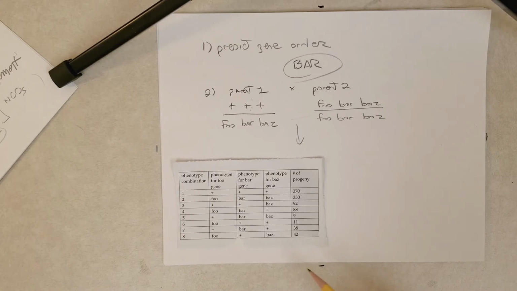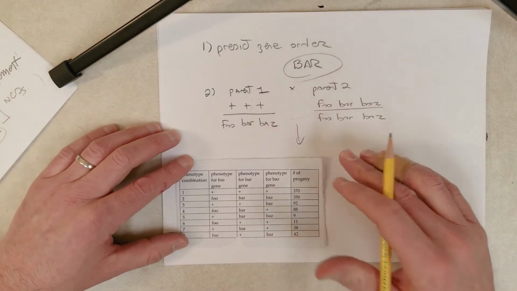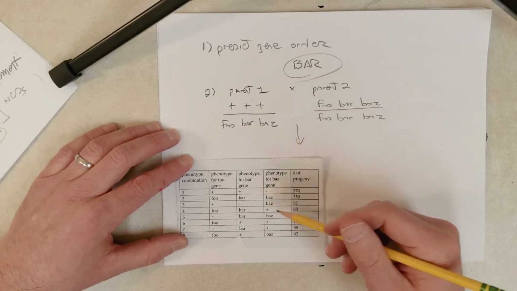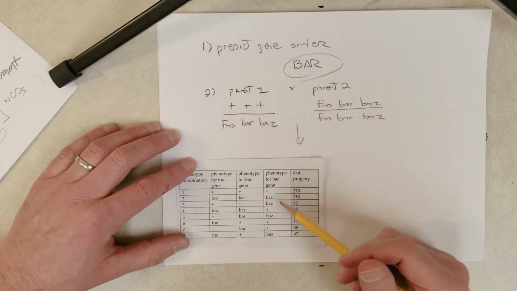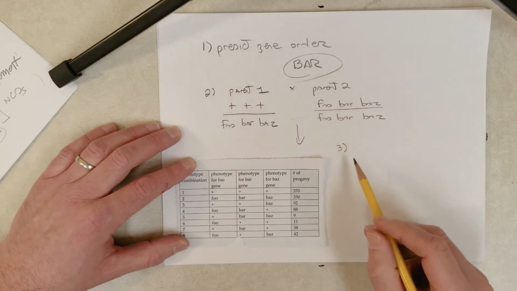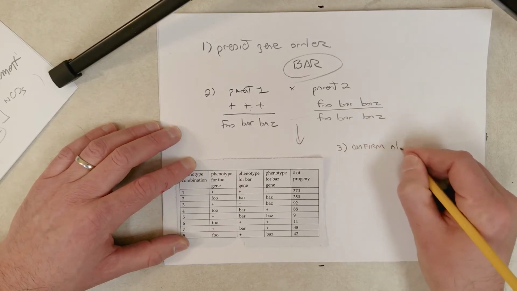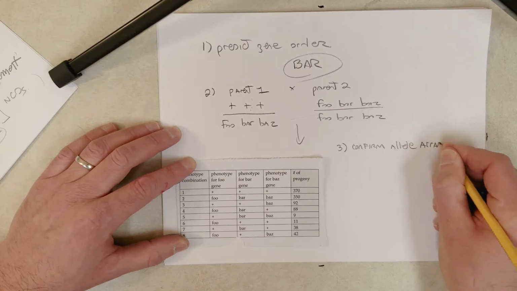So we collect all the offspring and we found 370 with this phenotype, which is wild type for foo, wild type for bar, wild type for baz. And 350 for this phenotype, which is mutant for all three. Now, step 3, this is step 2, making this nice table with all the different numbers of progeny in each group. We need to confirm the allele arrangement.